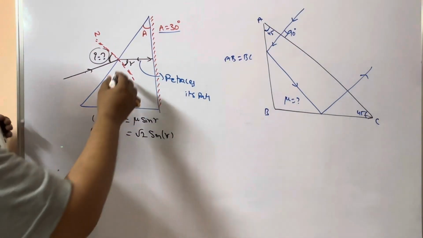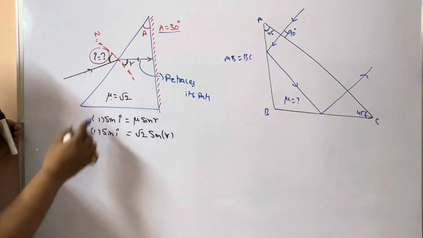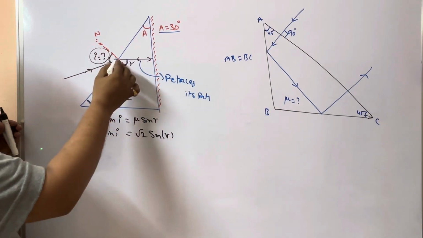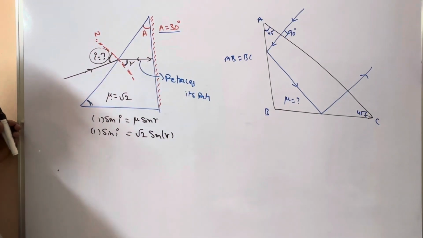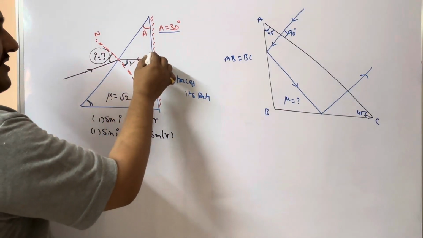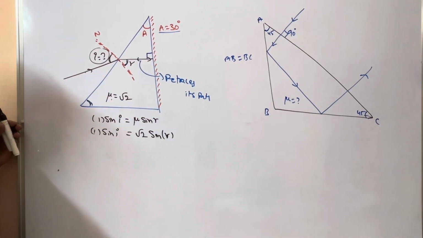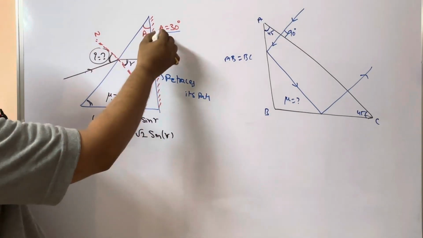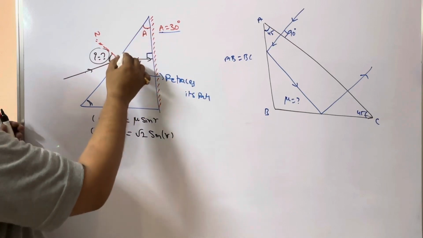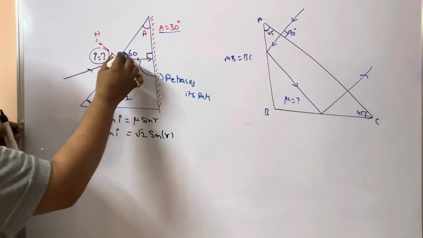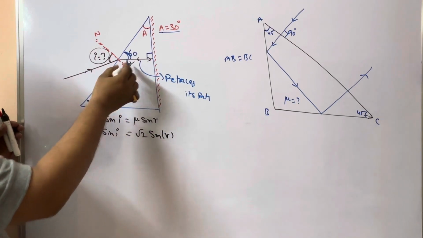So how will we get R? In two ways we can do it very easily. This one and this angle, because these two are parallel lines, both are going to be the same. Otherwise, this is going to be 90 degrees, and this is already 30 degrees. This is 90, this is 30. What should be this angle? 60 degrees. Therefore, this is also 60.